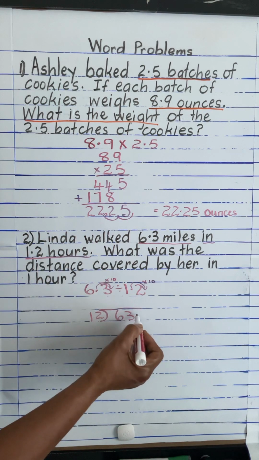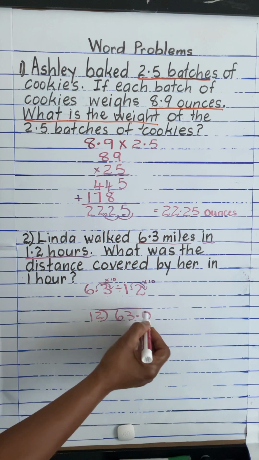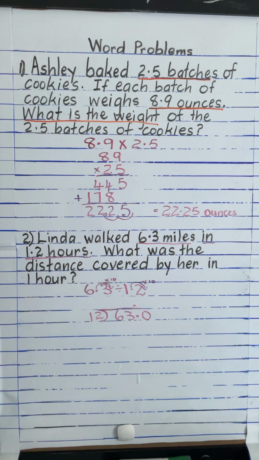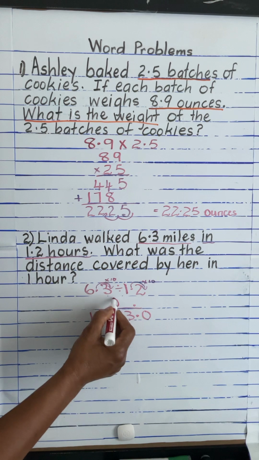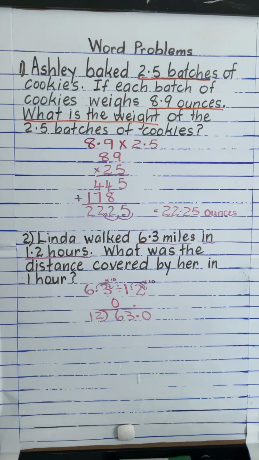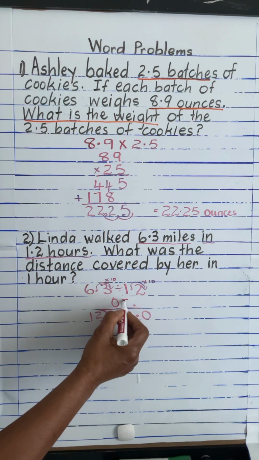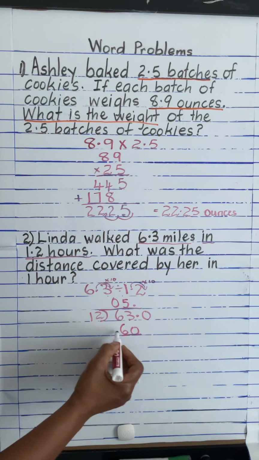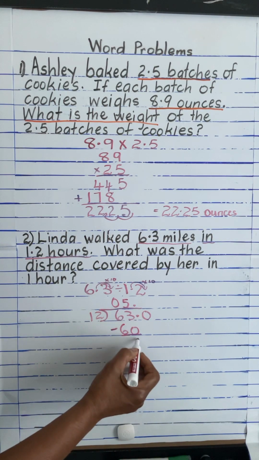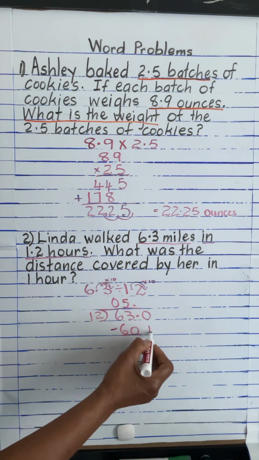Since it's a decimal, we could go ahead and fix a decimal point right here and put a 0, and then we could just line it up in the quotient. So how many times can 12 go into 6? 0 times. How many times can 12 go into 63? 12 times 5, 60. Multiply. Subtract. Bring down.